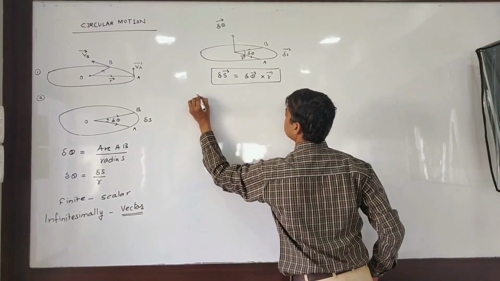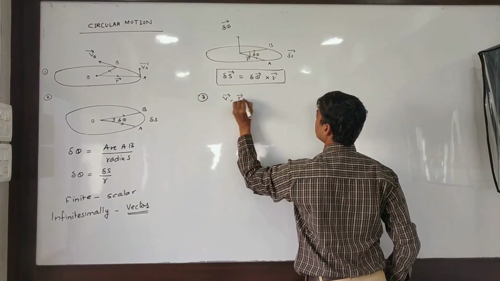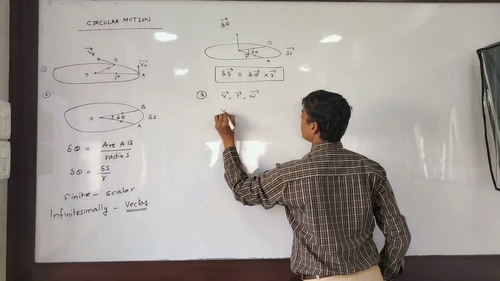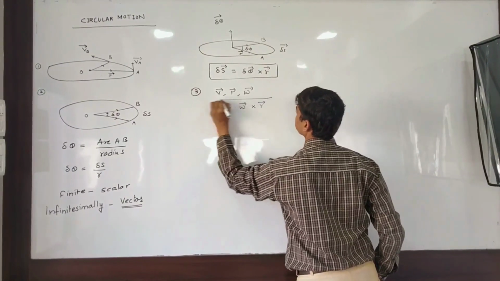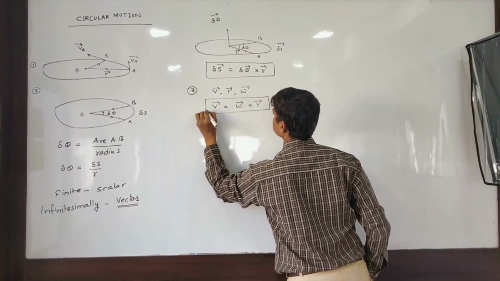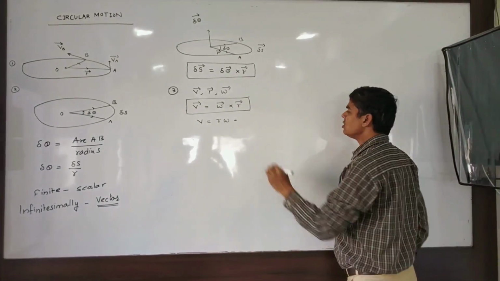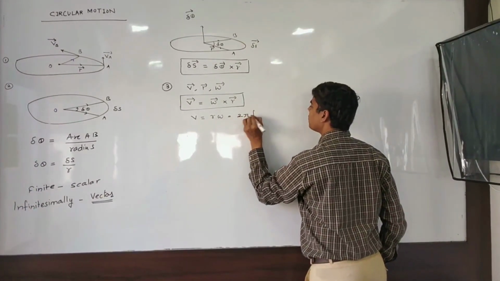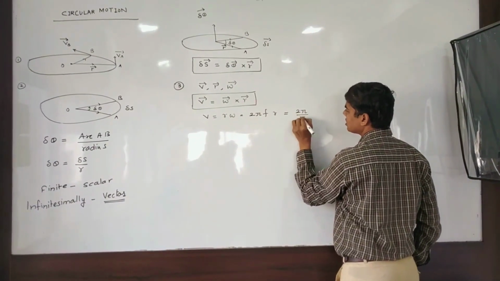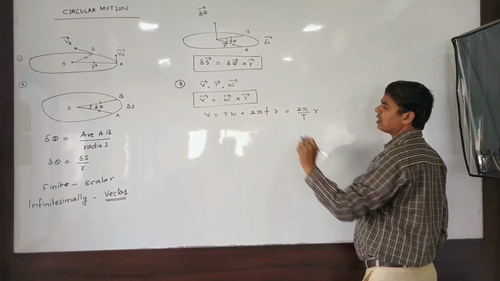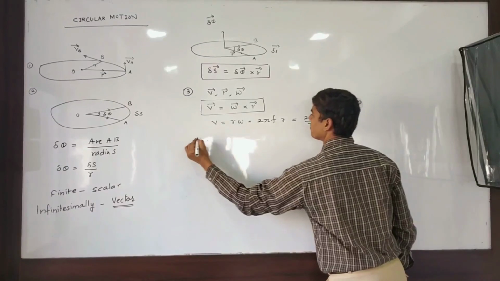Let's have the next point: the relation between V bar, R bar and omega bar. V bar equals omega bar cross R bar. This is the vector format. So V equals R omega. As we know, omega is 2 pi f, so this is 2 pi f r. Also, omega is 2 pi upon T, so this is 2 pi upon T into r. So these are different formulas for the linear velocity of a particle performing circular motion.